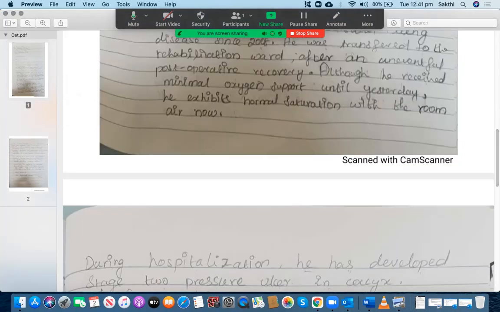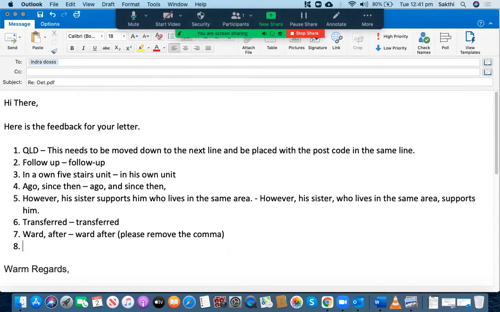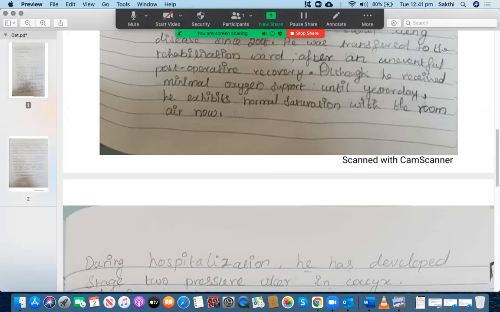Although he received minimal oxygen support until yesterday, he exhibits normal saturation with the room air now. This is perfect. The sentence she has written down is really good. This is one of the best sentence structures she has written down so far. Okay, good. I'm happy with that. Let's go to the next page.